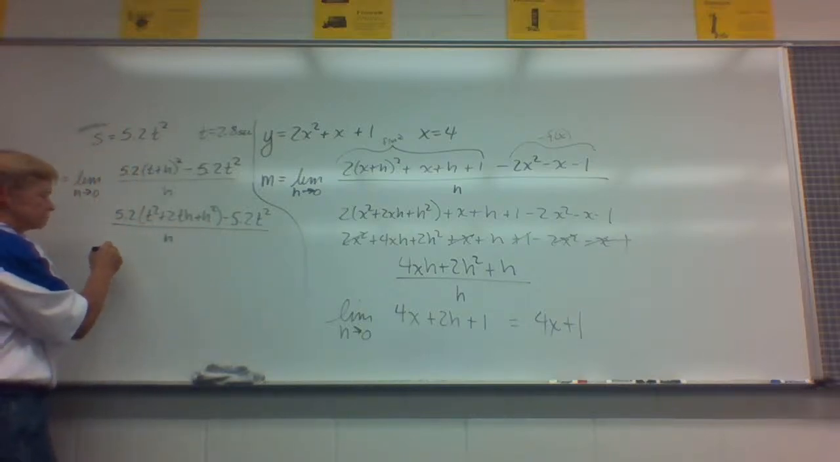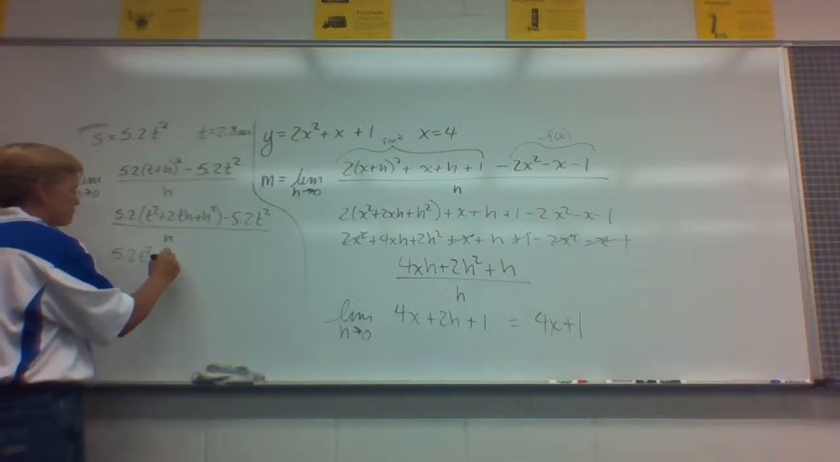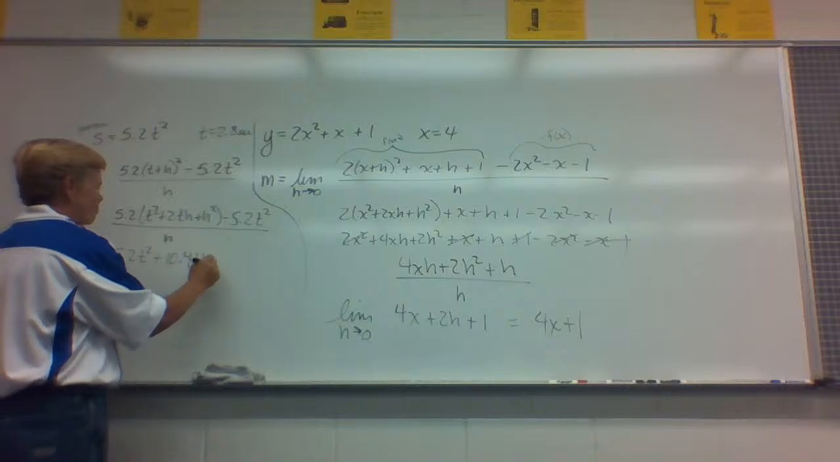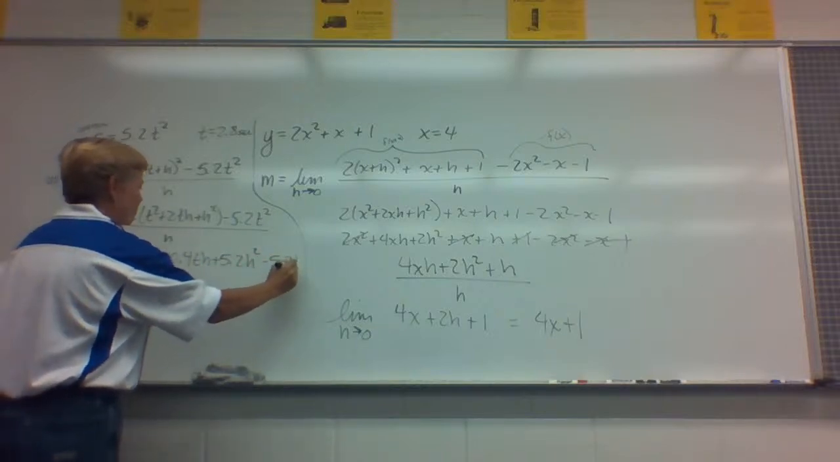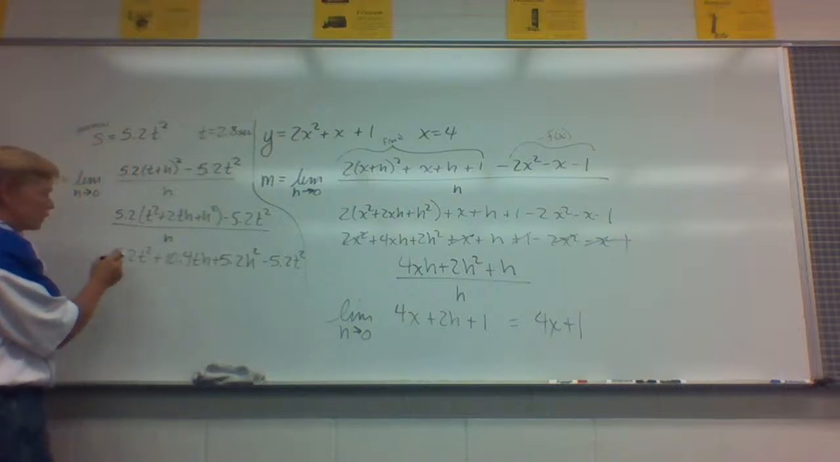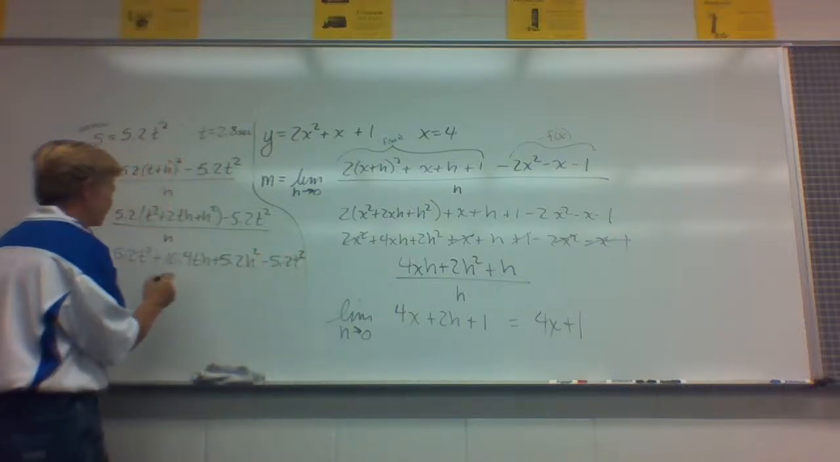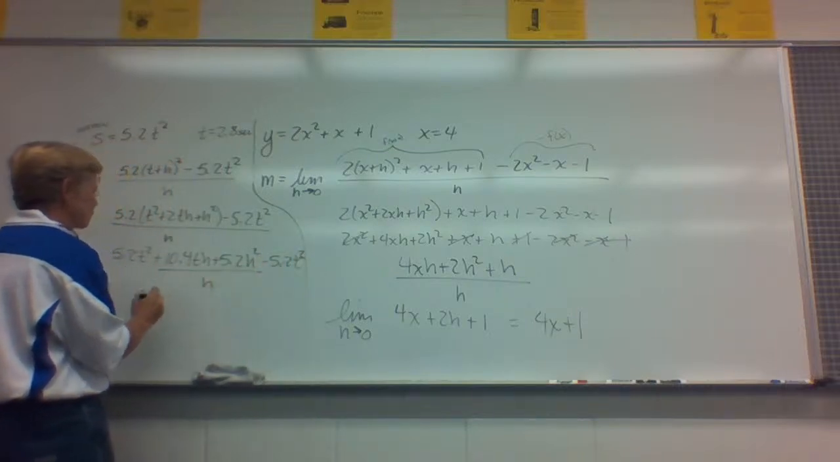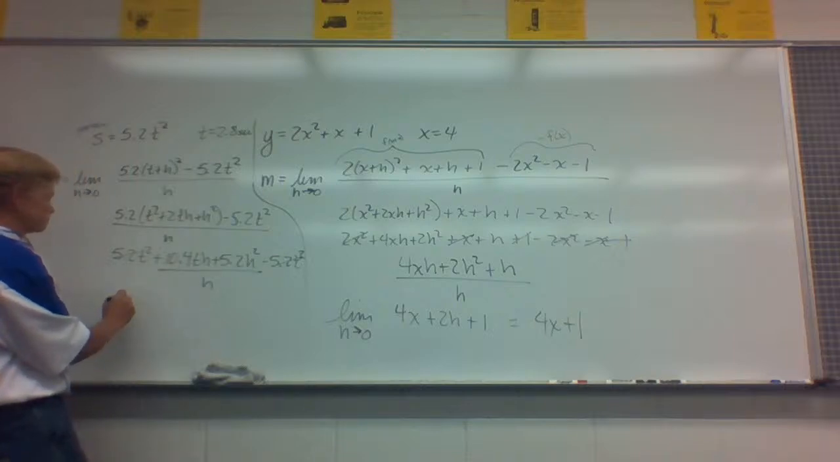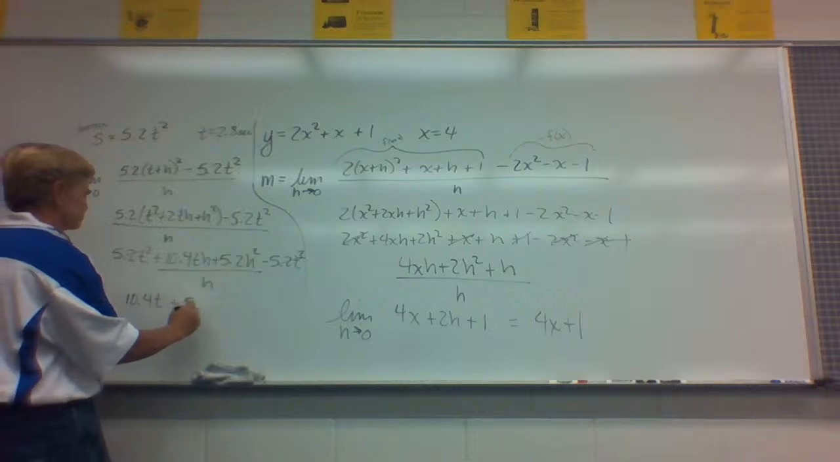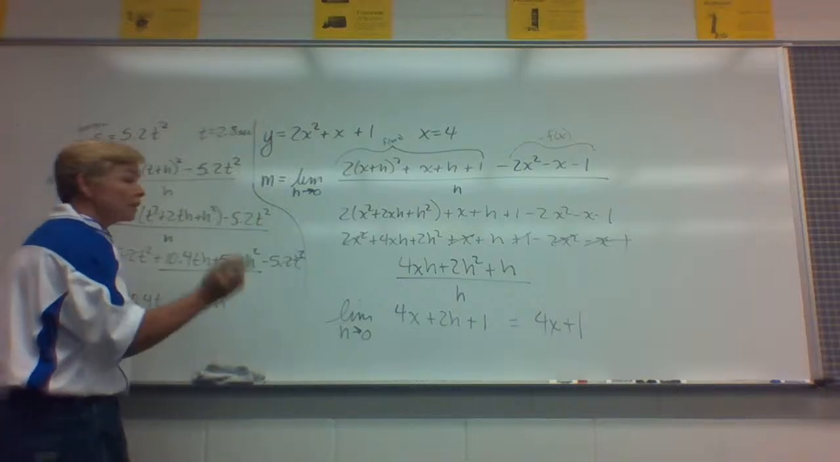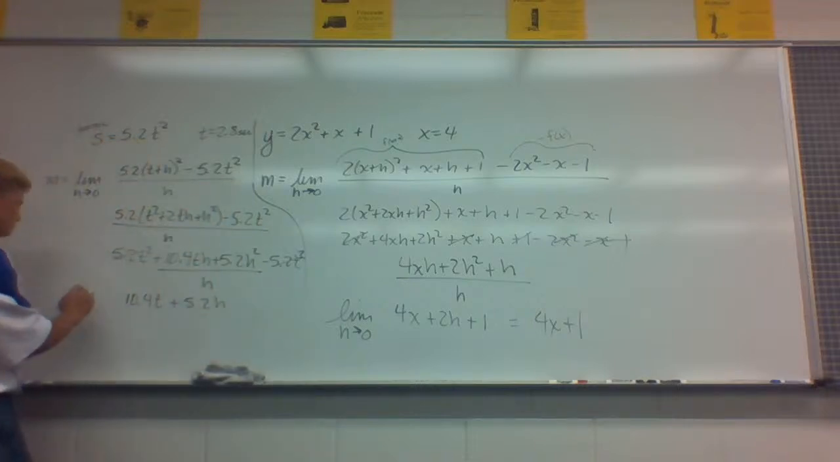Now what? Now we distribute. All over h. That's gone. Put that here, and we have what? 10.4t plus 5.2h, which disappears in the limit. Oh, wait, what? Now you're jumping in. Oh, you're jumping.